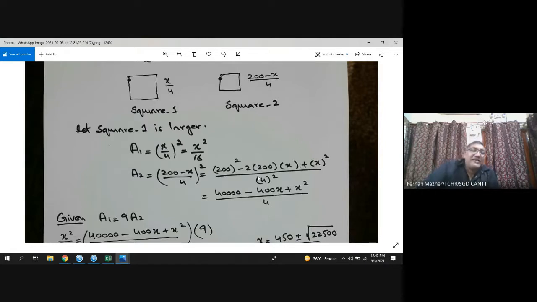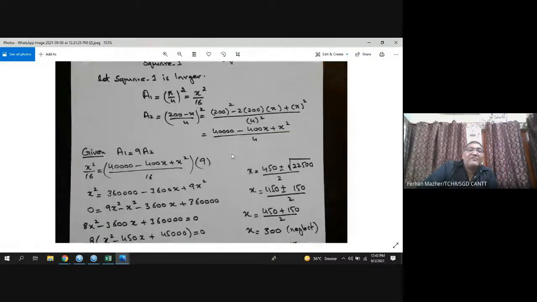by the denominator squared. 200 squared will be 40,000. 2 multiplied by 200 multiplied by x will be 400x, and x squared will be x squared. 4 squared will be 16. Here by mistake I have not written a square on it, but this number is 16. Correct this. This is 16.